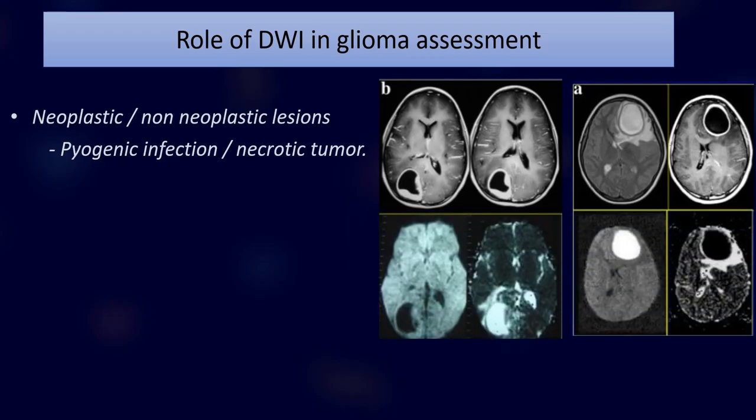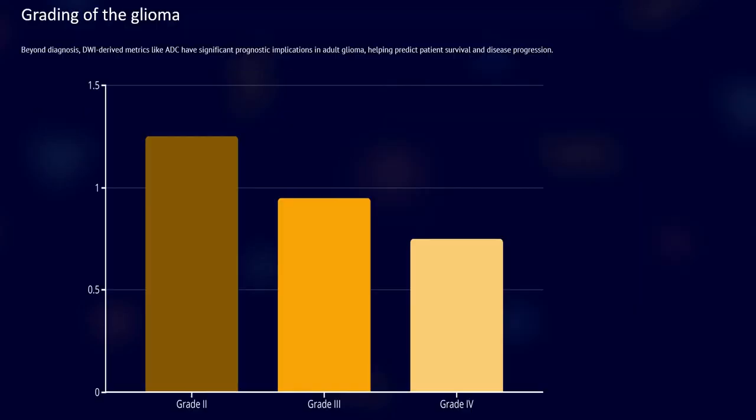When we add diffusion, in the first patient, the necrotic central non-enhanced part of the lesion shows restricted diffusion. So this is a pyogenic abscess. But in the second patient, the central non-enhanced necrotic part shows facilitated diffusion. So this is a necrotic tumor, either GBM or metastasis.